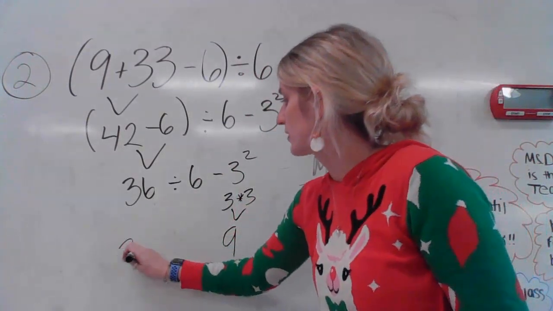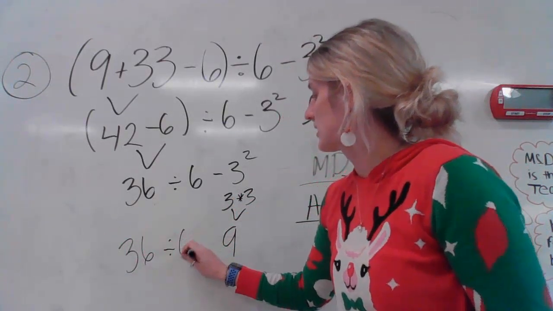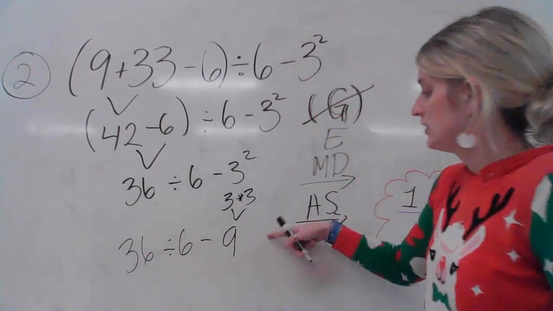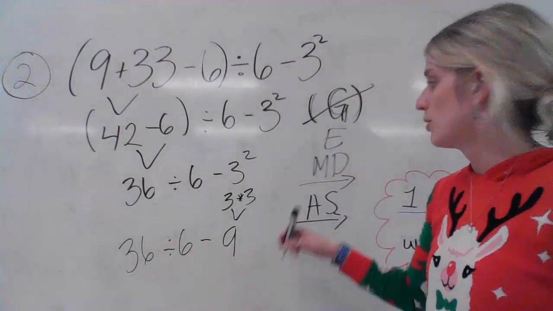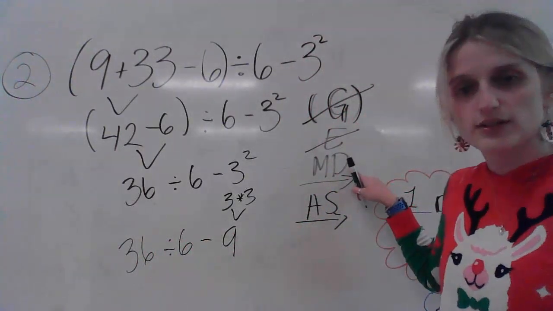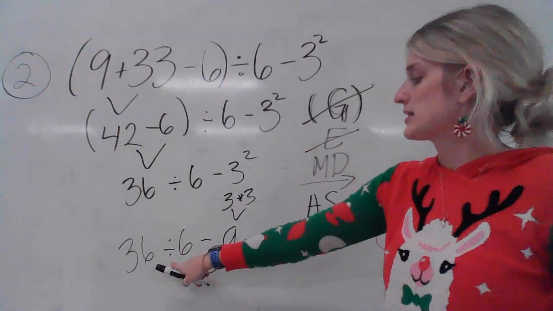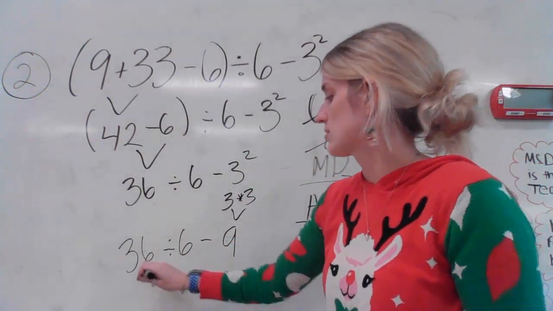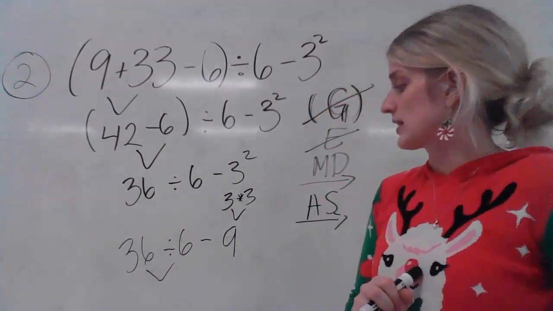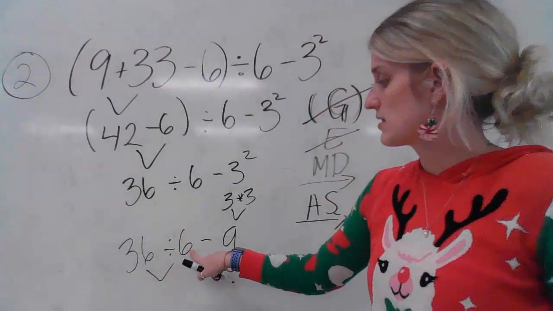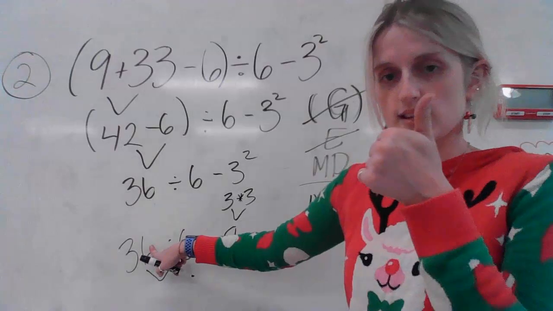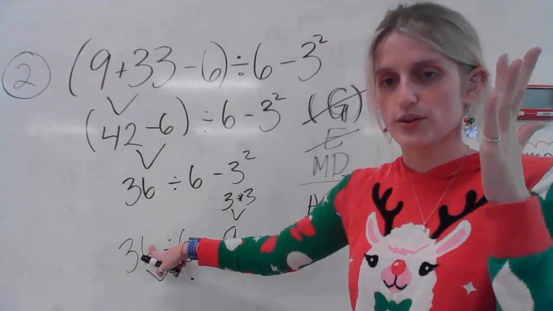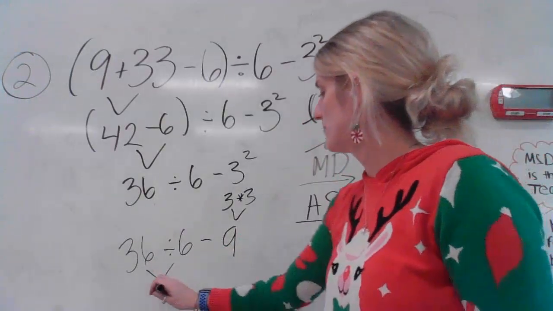Rewrite the rest of the problem. 36 divided by 6 minus 9. No more grouping symbols. No more exponents. Next level is multiplying and dividing. Oh, I see a division. And it's on the higher level than subtraction, so that's what I do next. 36 divided by 6. How many 6s make 36? 6, 12, 18, 24, 30, 36. 6 of them.